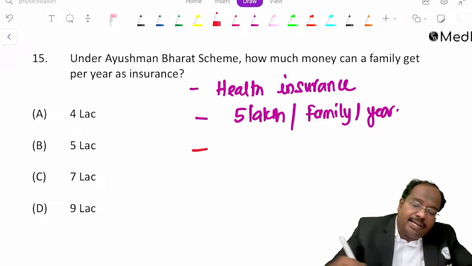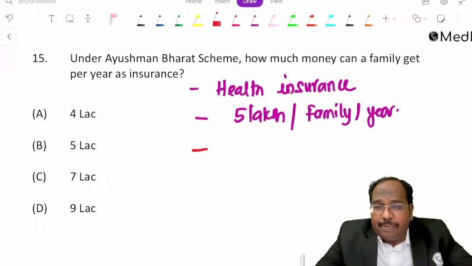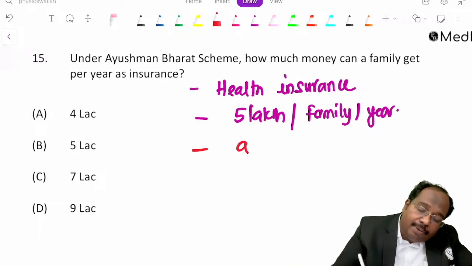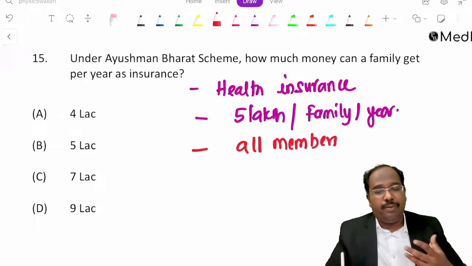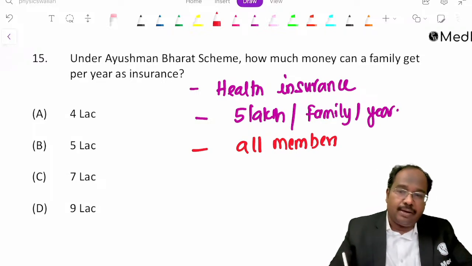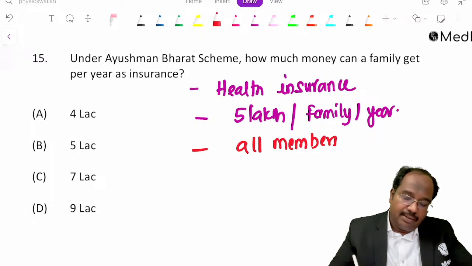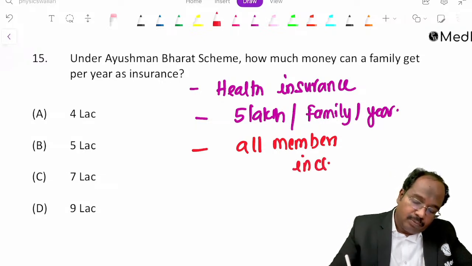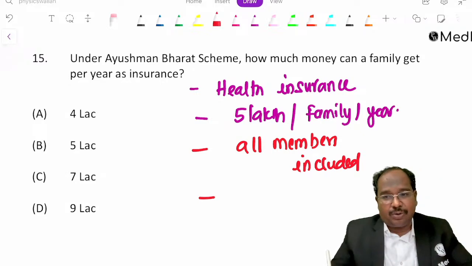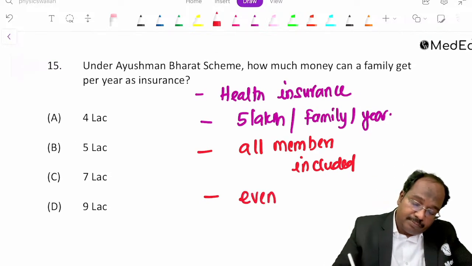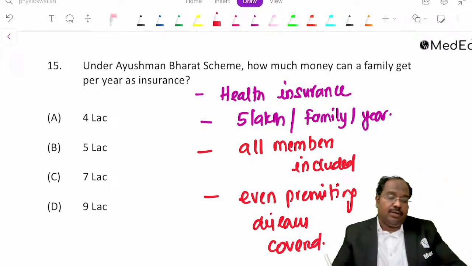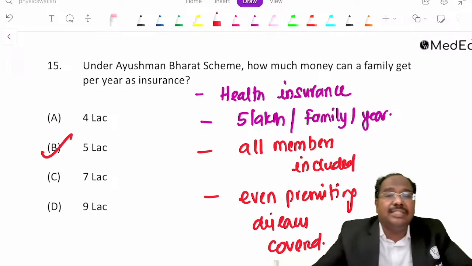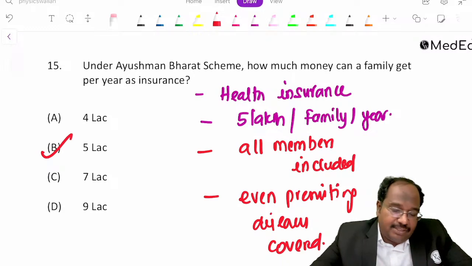So all members are included: father, grandfather, everyone. Even old people are included. Private insurance would cost more, but here they include everyone. Even pre-existing diseases are covered. So this is Ayushman Bharat, guys. The answer is 5 lakhs coverage.